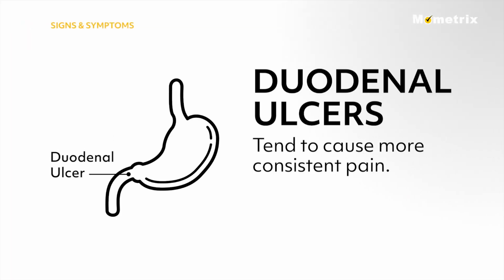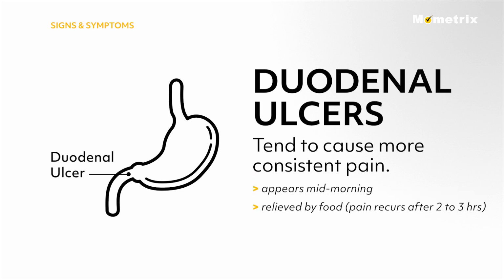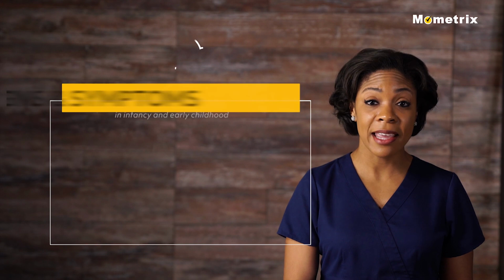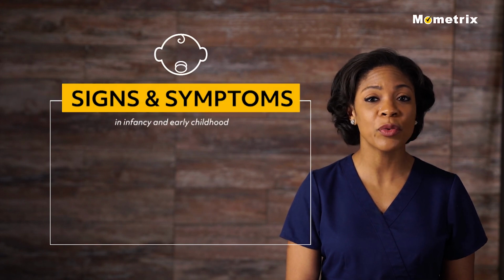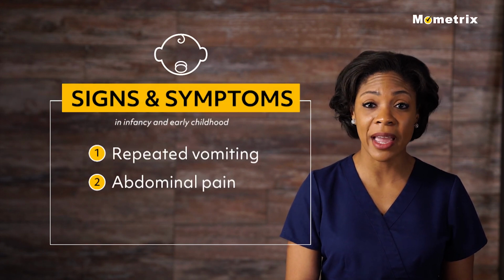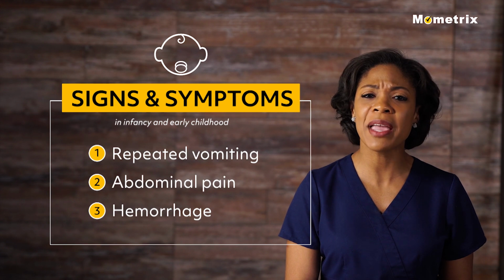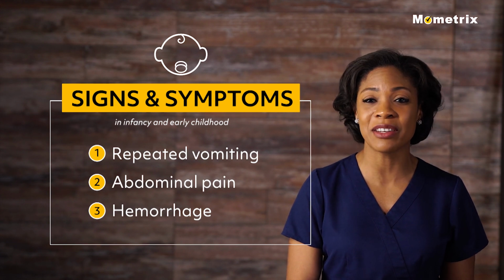Duodenal ulcers tend to cause more consistent pain. Often appearing mid-morning, the pain is relieved by food but reoccurs 2 to 3 hours after a meal and often awakens the patient at night. In infancy and early childhood, repeated vomiting, abdominal pain, and/or hemorrhage may be the first signs of a duodenal ulcer.